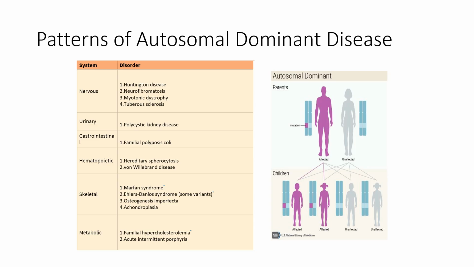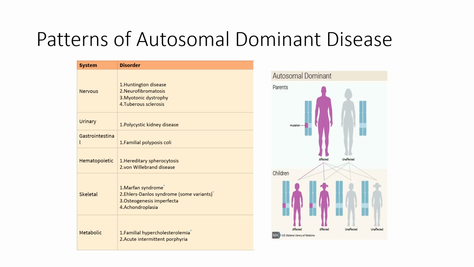You'll notice familiar names like Huntington disease in the nervous system, polycystic kidney disease in the urinary system, familial polyposis coli in the GI tract, and hereditary spherocytosis and von Willebrand disease in hematopoiesis. Marfan syndrome and osteogenesis imperfecta in the skeleton, familial hypercholesterolemia in metabolism. Different systems, same inheritance logic.